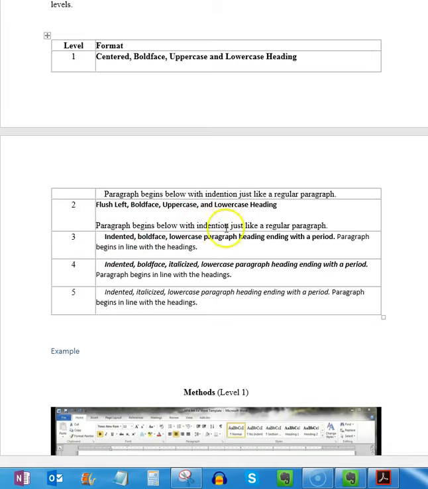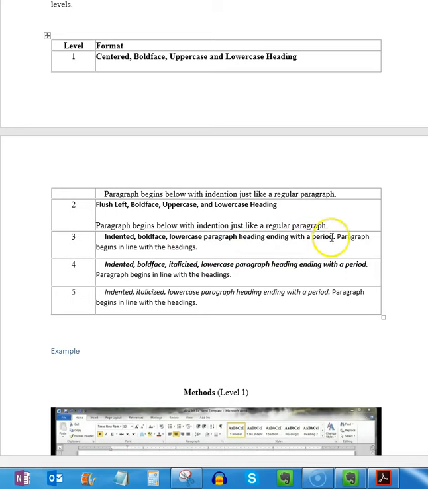Paragraph begins below with indentation, just like a paragraph. So actually, that's not what it looks like. I'll show you what it looks like, but it's left justified. Level 3, indented, boldface, lowercase headings, and it ends with a period.